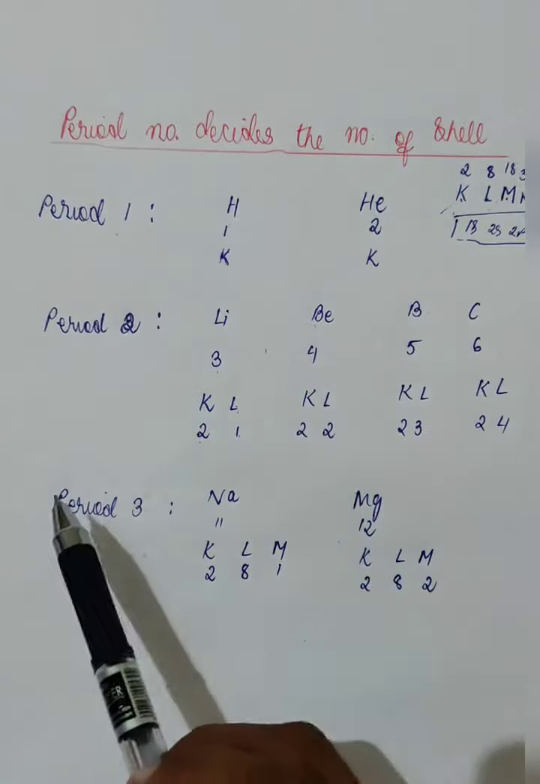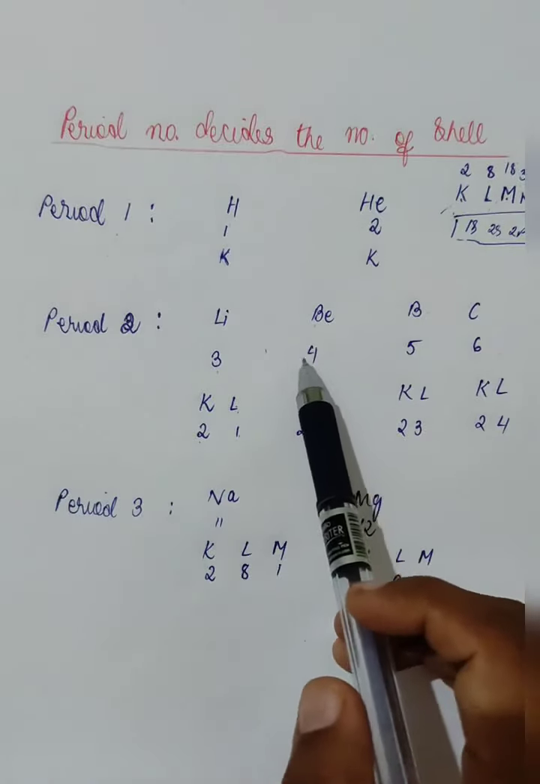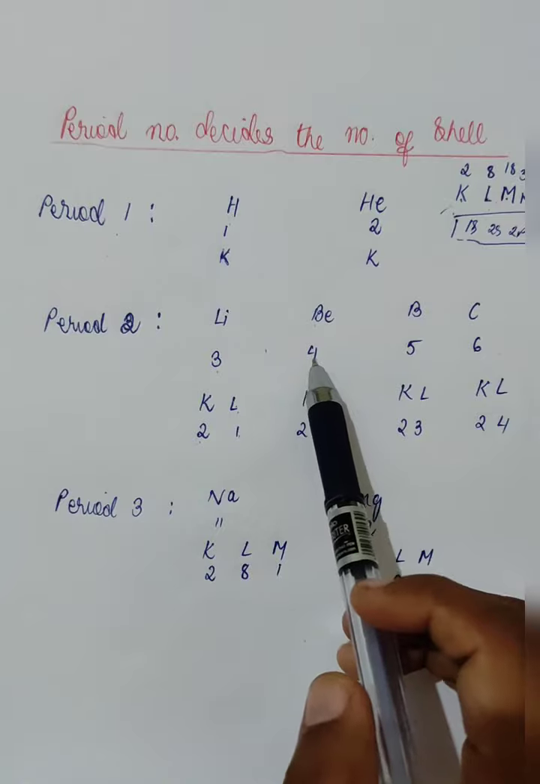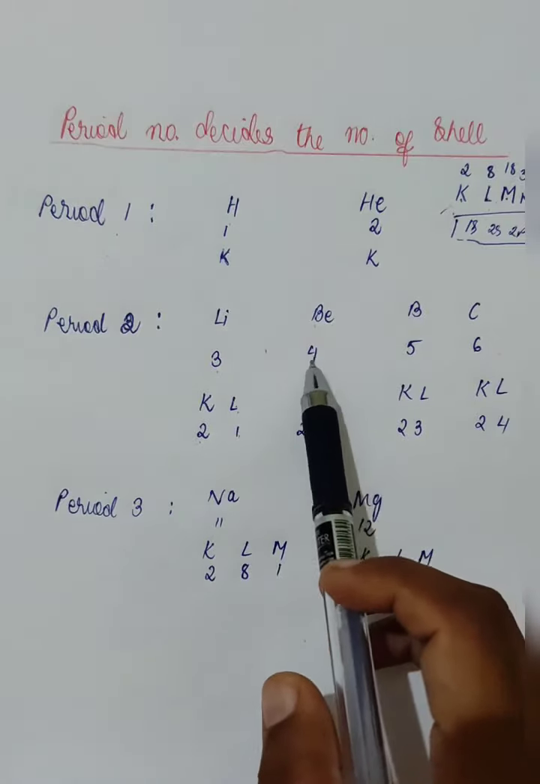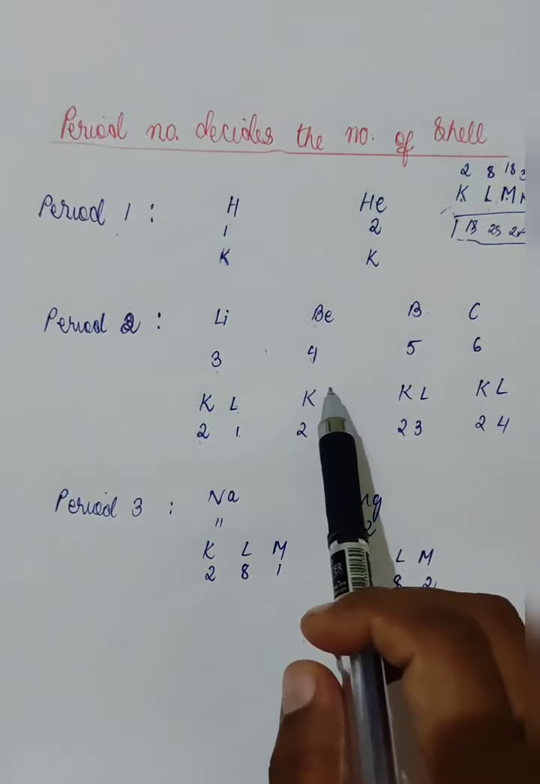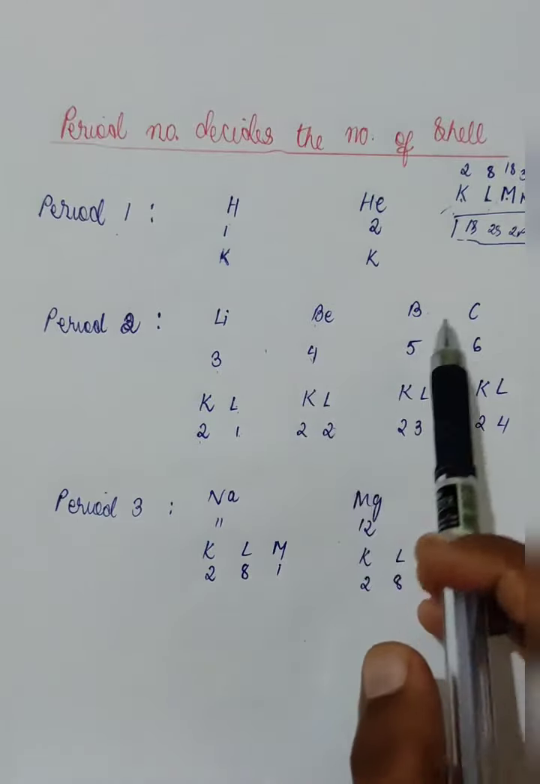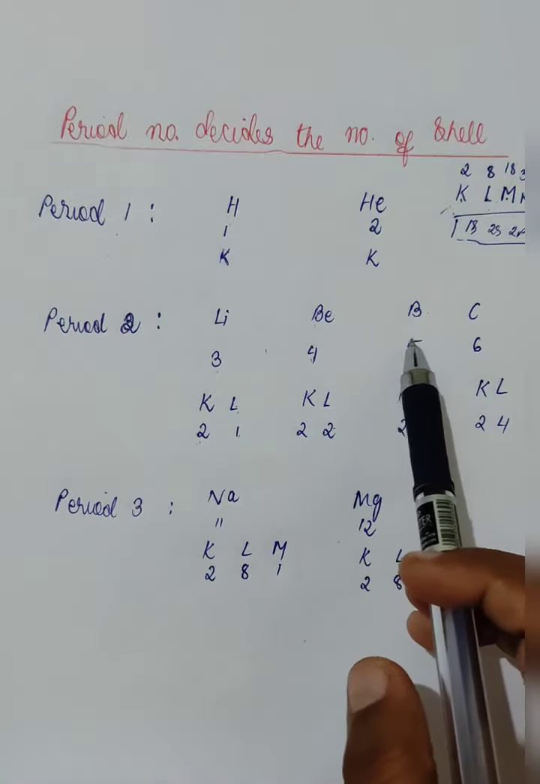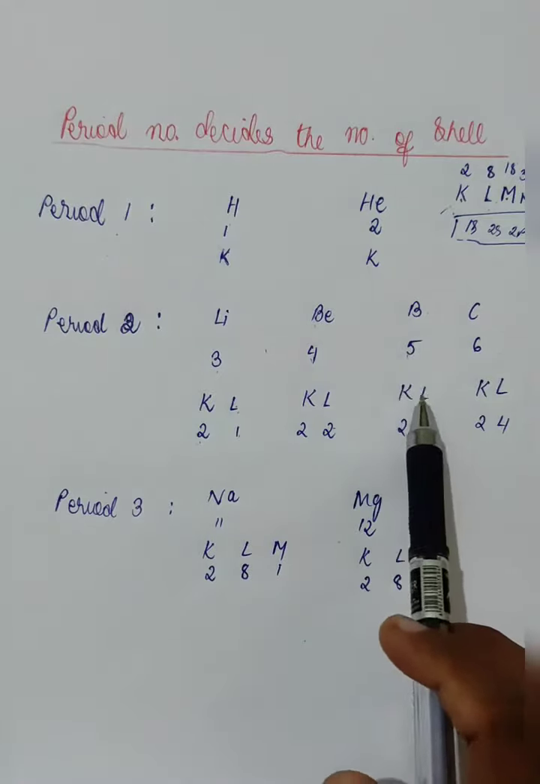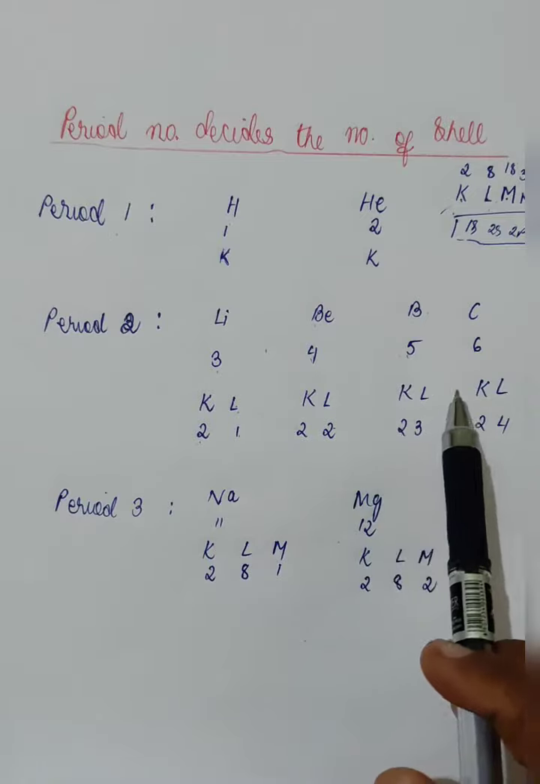4 electrons. That means atomic number means the number of electrons we are talking about. So it has 4 electrons. So 4 electrons will be accommodated in the K and L shell, 2 electrons each. For boron, it has 5 electrons. So 5 electrons will be accommodated in the K and L shell, 2 electrons, 3 electrons.